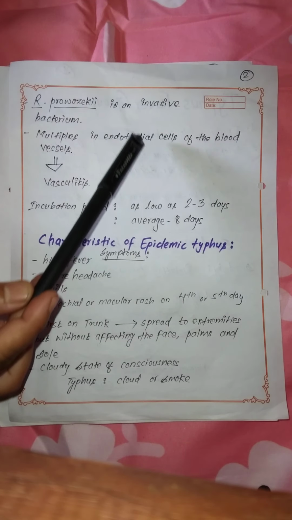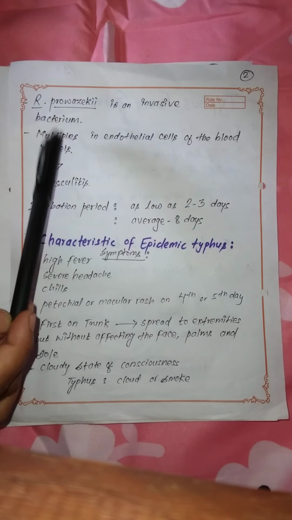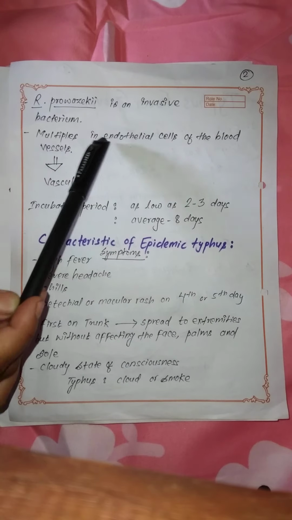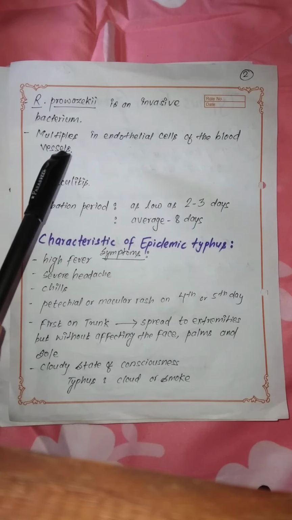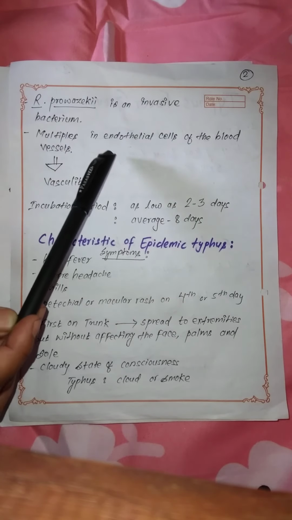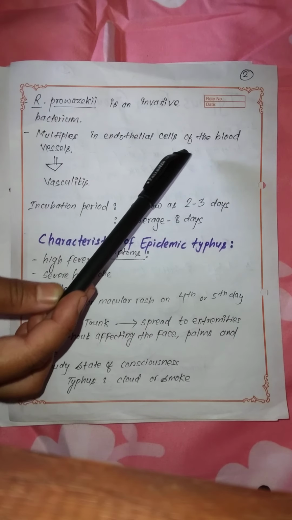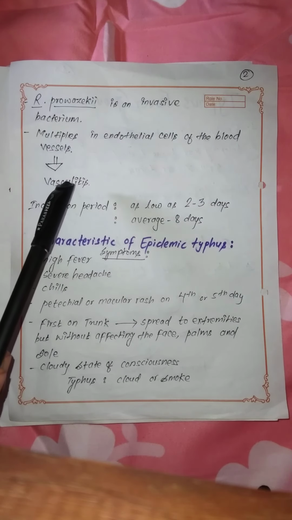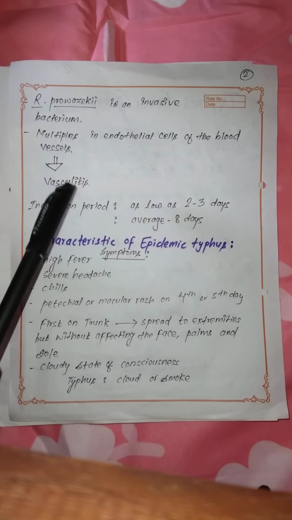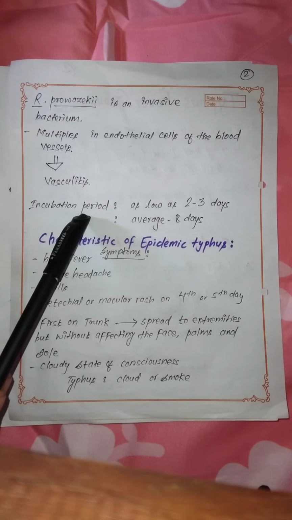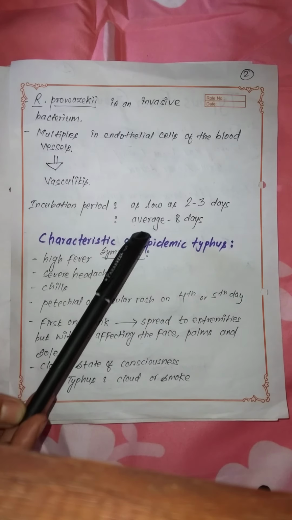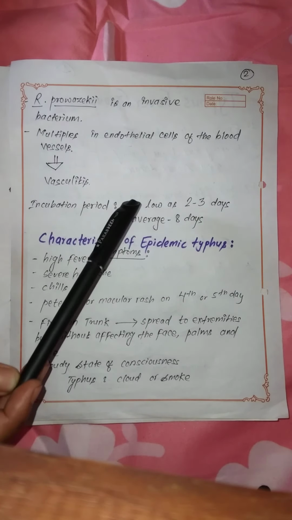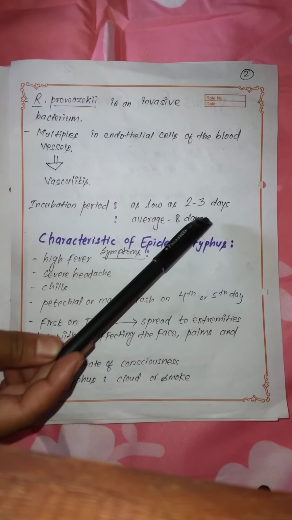Rickettsia is an invasive bacterium. Invasive bacterium means it will invade inside, and it will multiply in the endothelial cells of the blood vessels. And finally, it will lead to vasculitis. Itis means inflammation of blood vessels. The average incubation period is 8 days, but it can be as low as 2 to 3 days.